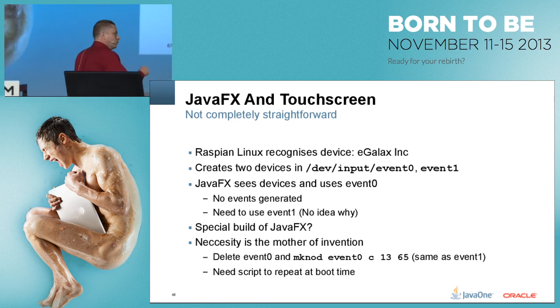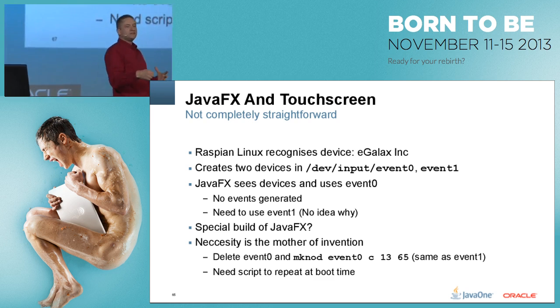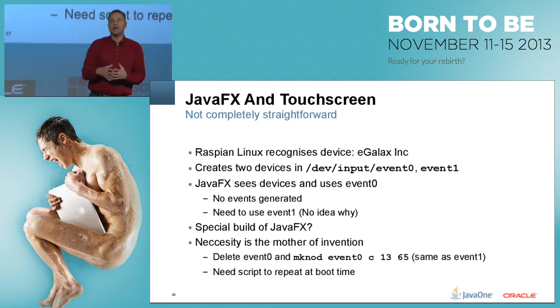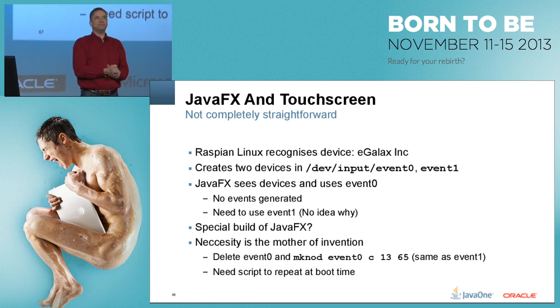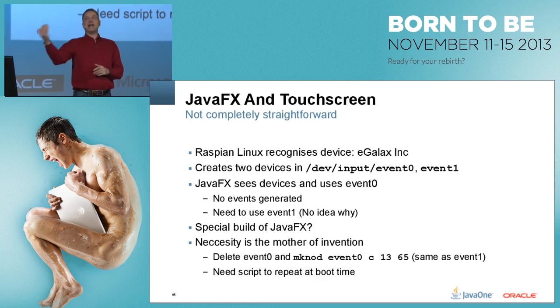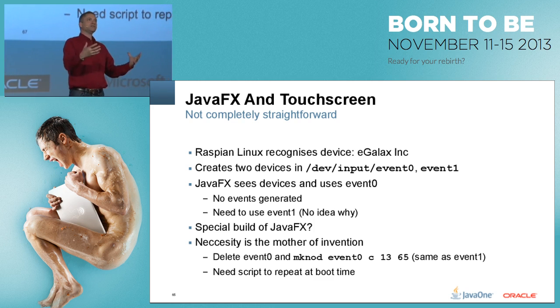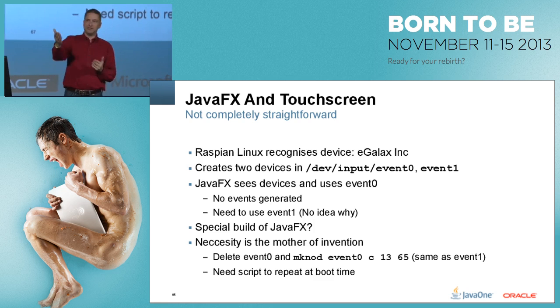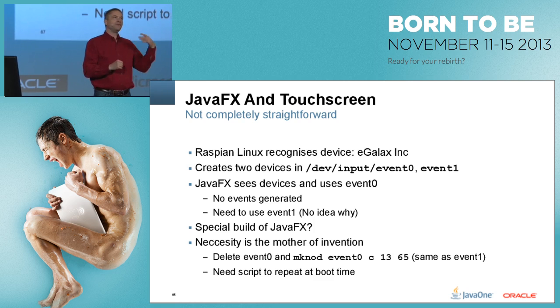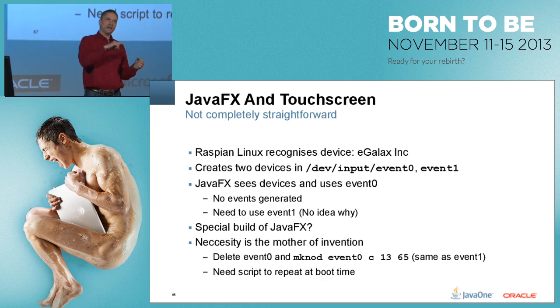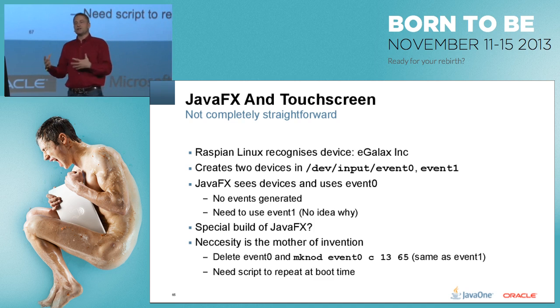Now, getting that to work was a little bit tricky, because when I plugged it into the Raspberry Pi, it recognized the fact that it was a touchscreen. So I got a message on my dmesg output, and I could see that it was an eGalax Inc. device. And it created two devices in the /dev/input directory, event0 and event1. Now, when I tried to use it with JavaFX, it didn't see any input signals, so I couldn't control anything. But if I used X11 and the standard desktop, that all worked quite happily with the touch system. So I had a chat with the engineers in the JavaFX side of things, and they said, well, it's always looking for events coming from event0.